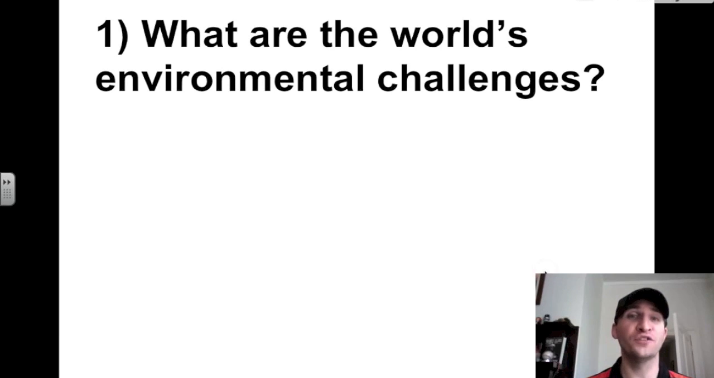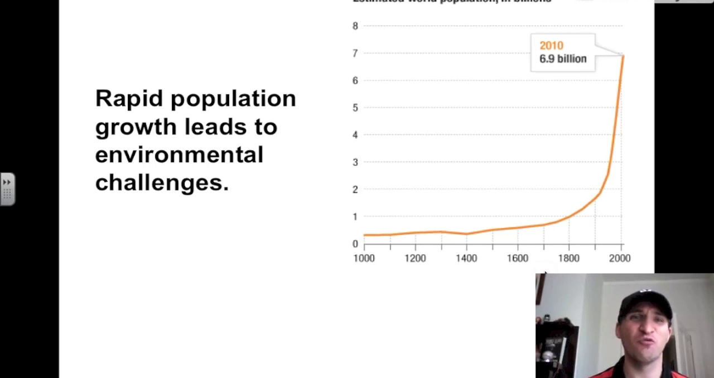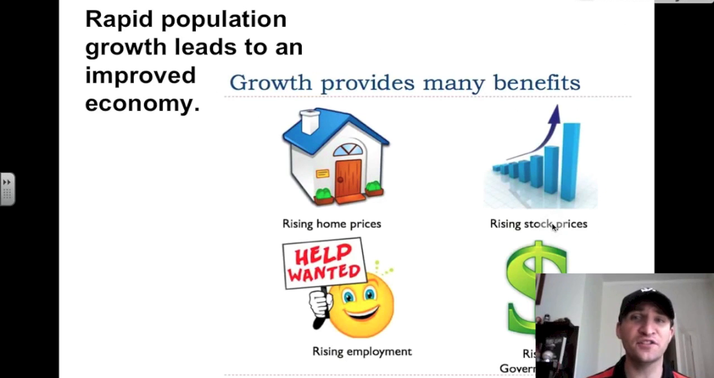Here we go. What are the world's environmental challenges? Before we answer that, let's back up and say that rapid population growth leads to environmental challenges. However, we should also say that rapid population growth can be a good thing. With growth, you have the benefit of rising home prices. Your house increases in value. With population growth, there are more jobs to try to serve that growing amount of people. Also, the economy improves. Stock prices rise.